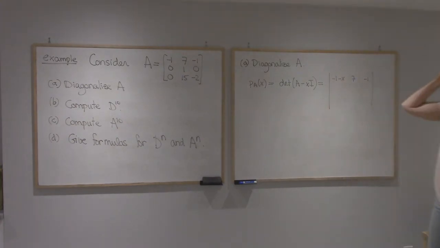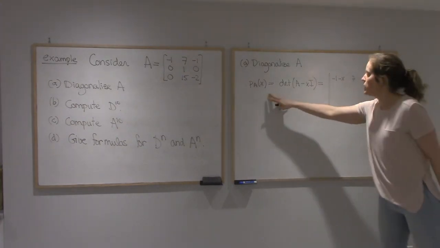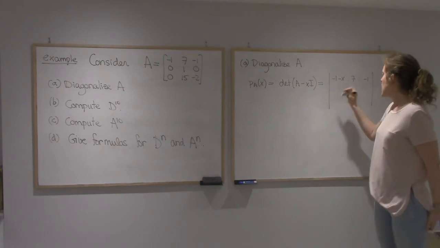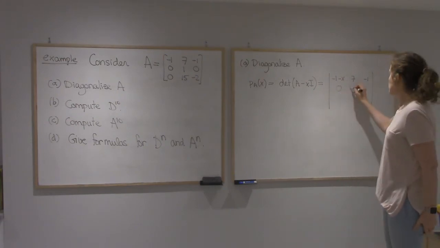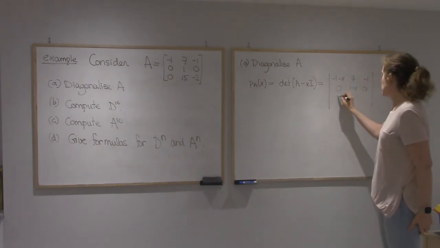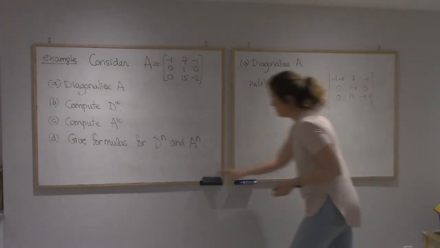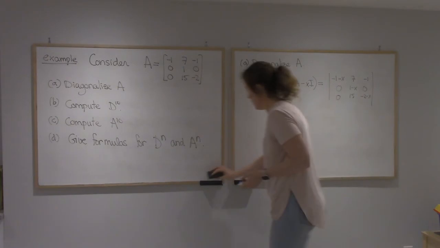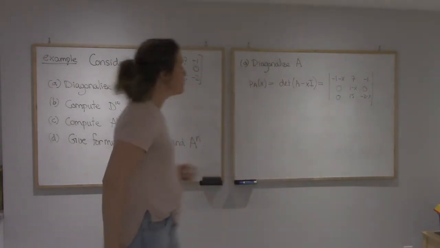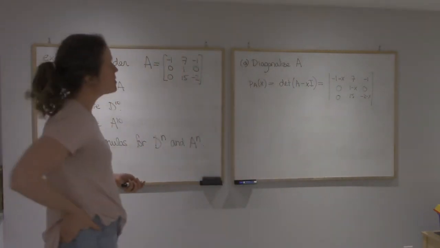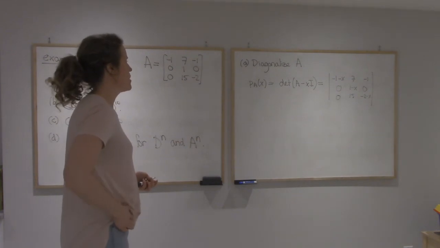Alright, so the characteristic polynomial is the determinant of A minus xI. So I'll end up computing this determinant here. I'll give you a second to stare at it and figure out how you would expand or do row operations or anything of the sort.